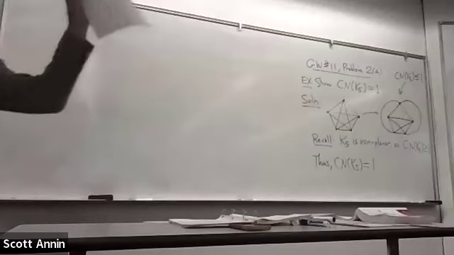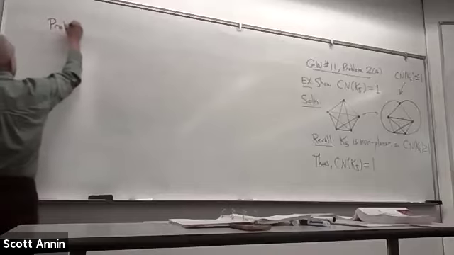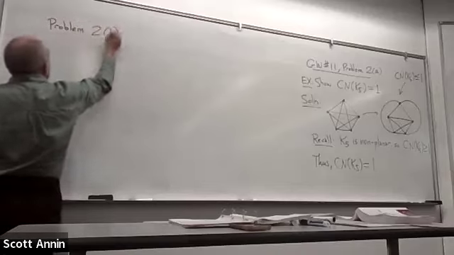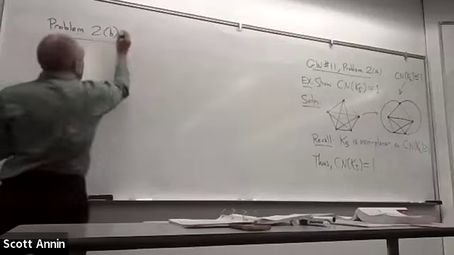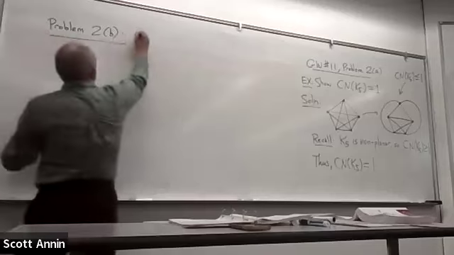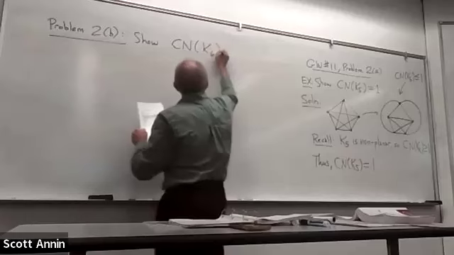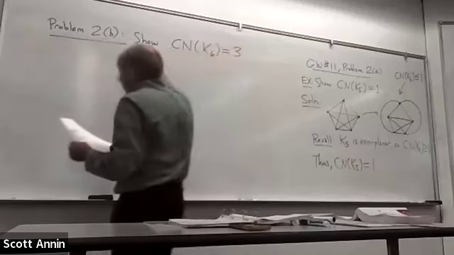Let's actually look at part B of this problem, of this group work, so problem 2B. Right, what this one is saying is this is going to ask us to show that the crossing number of K6 is equal to 3.